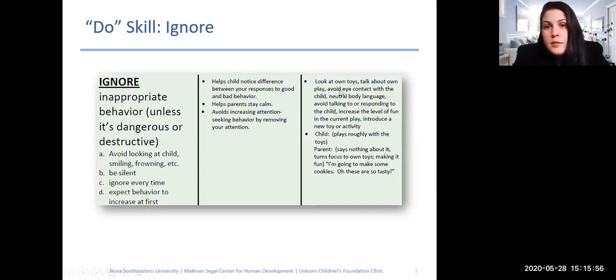Look at your own toys, talk about your own play. You can avoid eye contact with the child, have neutral body language, avoid talking to or responding to the child, increase the level of your current play to shift the scene, or introduce a new toy or activity. So now the child is playing roughly with the toys, right? The parent says nothing, turns and focuses on their own toys, making it fun. I'm going to make some cookies. Oh, they're so tasty. So they focus on their own thing and ignore the rough play.